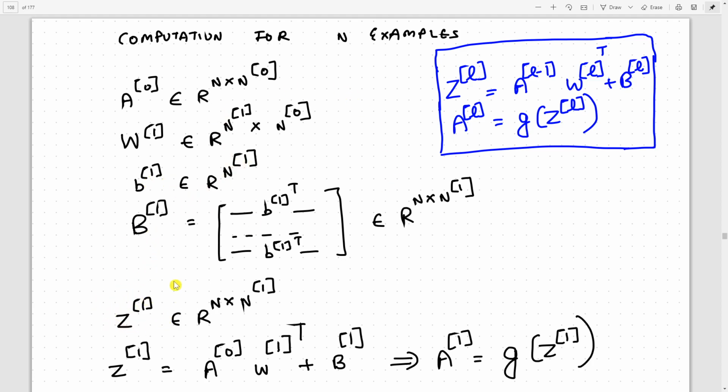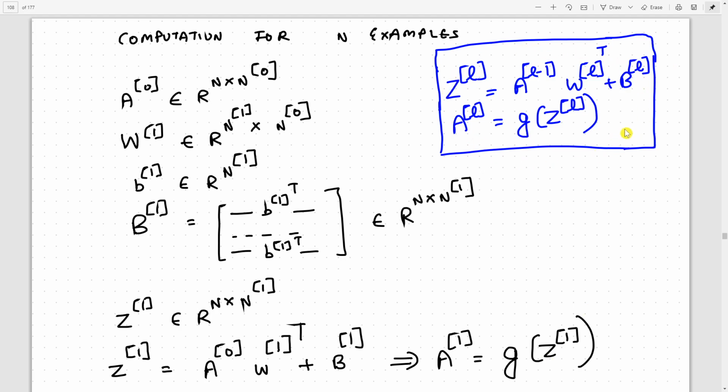Then we calculate the Z1 term, which is of the dimension n cross n1. So all of the terms that we'll be computing going forward will have n number of examples, and the number of elements will be based on the number of nodes in that particular layer, which is n1 for layer 1. We can further write this down as Z1 equal to A0 times W1 transpose plus B1, and we can then write A1 as the activation of Z1. So A1 is the g function applied over Z1.